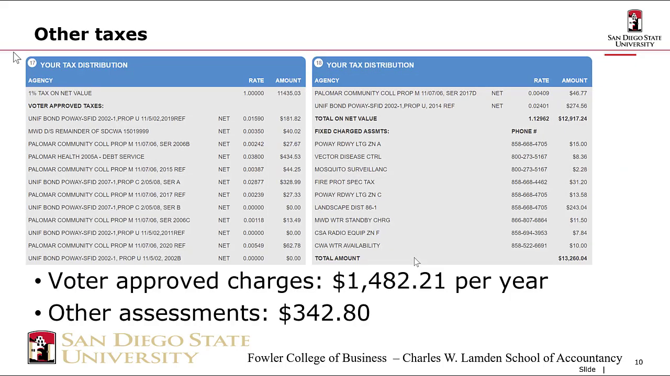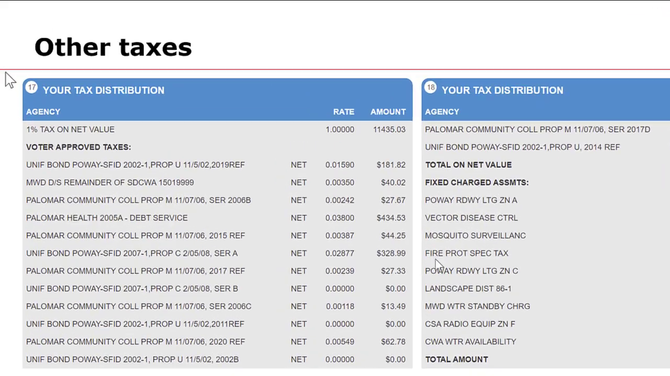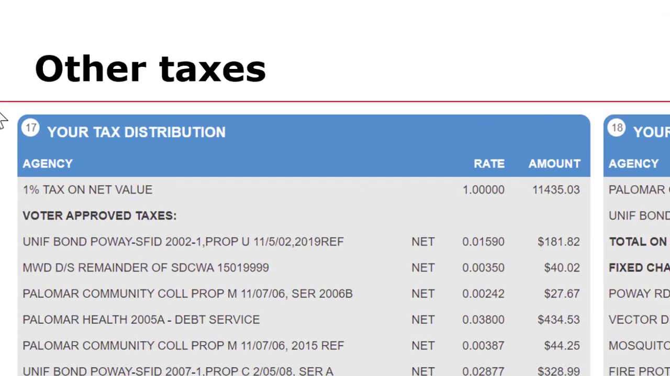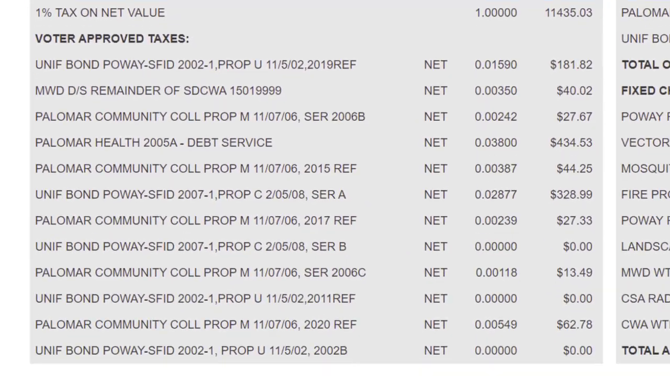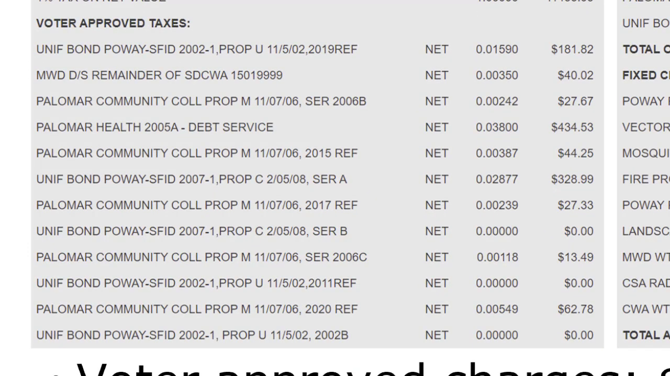In California, we have lots and lots of other property taxes that sometimes get tacked on. So if you look up here at the top, we've got the 1% on net value. That's really the state property tax. And then these other items on the left-hand side, these are items that the voters in that community approved. And so you'll see things like Palomar Community College, Poway Unified Bonds. So this is obviously someone who lives in Poway.